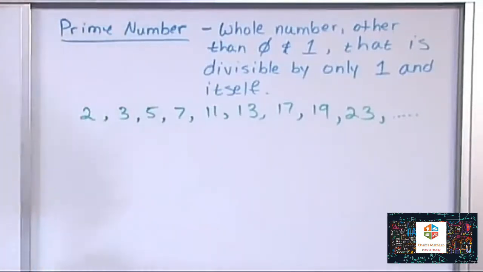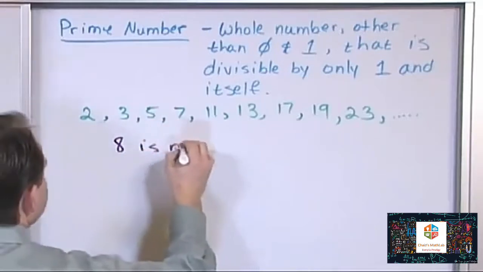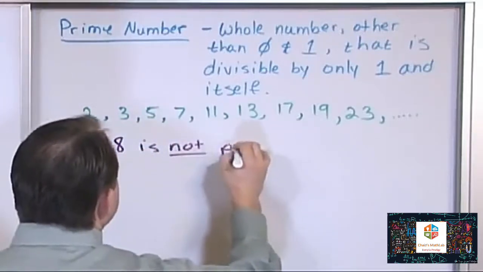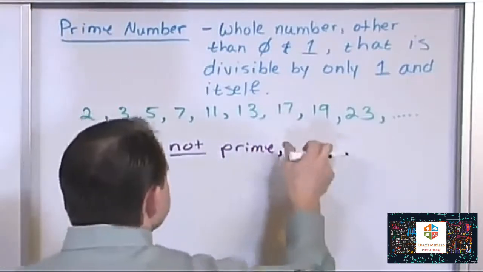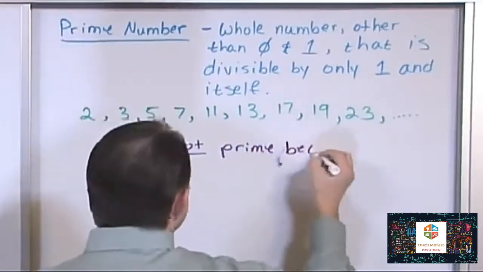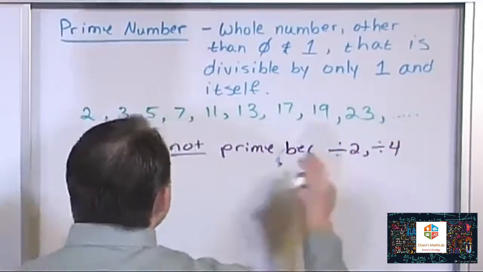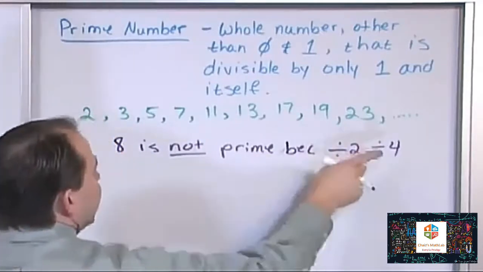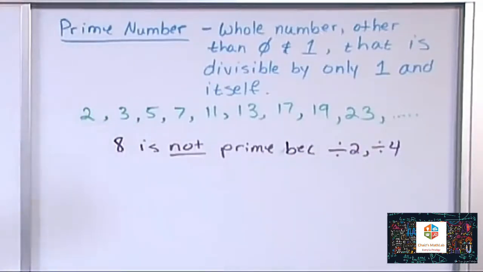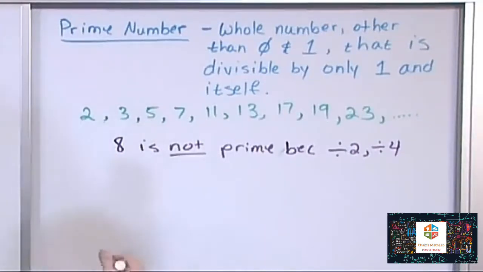Now let's look at something that's not prime, just to give you an example. 8, the number 8 is not prime. And the reason it's not prime is because you can divide it by 2 and you can divide it by 4. 8 divided by 2 gives you 4, and 8 divided by 4 gives you 2. So those are 2 additional things besides the number 1 and the number 8 you can divide into there. And so it's not prime.